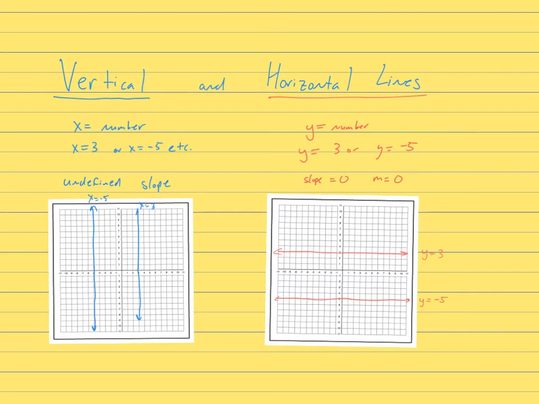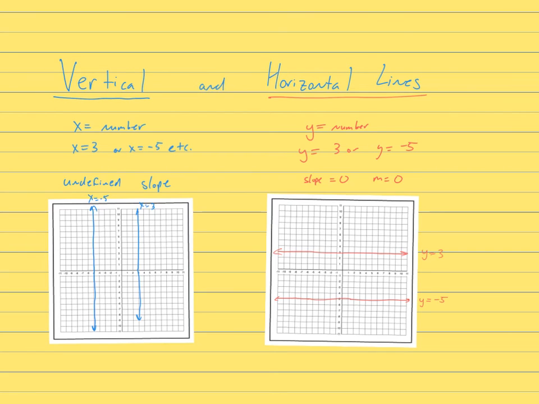Okay, so for vertical and horizontal lines, very basic. Vertical lines go up and down. Their formulas are always x equals some number. There's two examples here, x equals 3 and x equals -5, as you can see on the blue graph. All vertical lines have undefined slope or infinite slope. They're so steep, they keep going up.